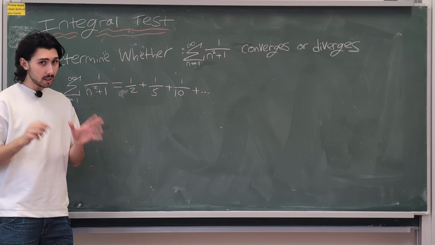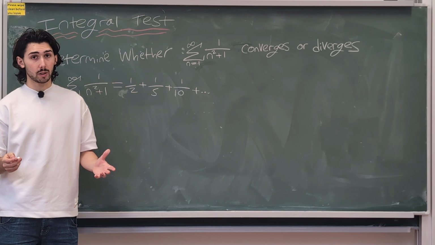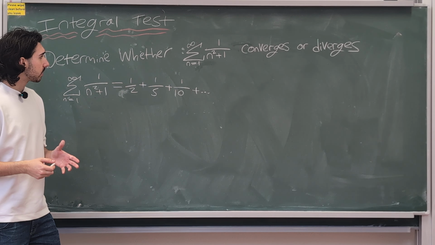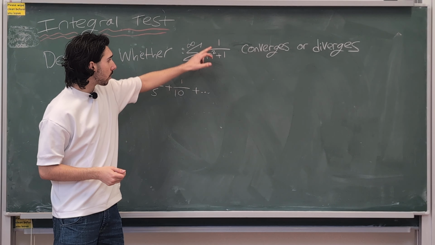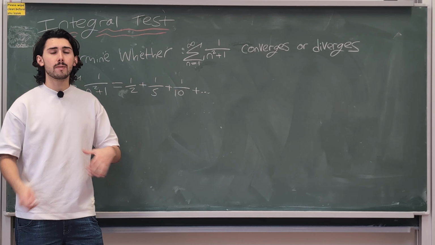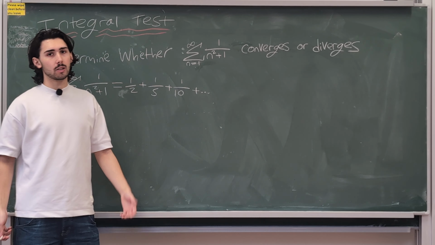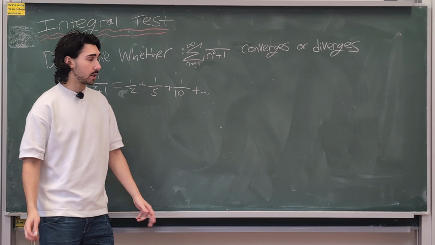So in order to do the integral test in particular, which is the test that we are doing at the moment, we need a few different conditions. The first one is that you have to be able to integrate the function 1 over n squared plus 1, or 1 over x squared plus 1, ideally. If you can't integrate it, then it's not very helpful. So you need to be able to integrate it.